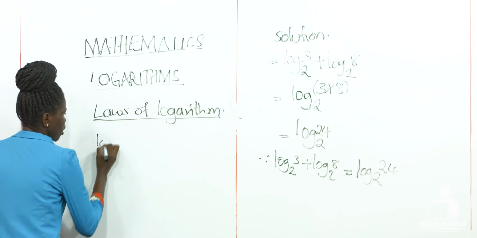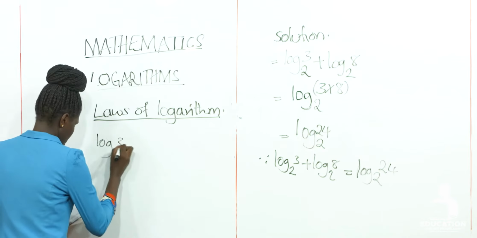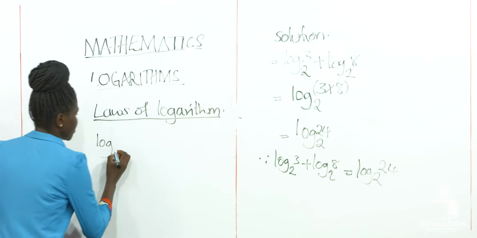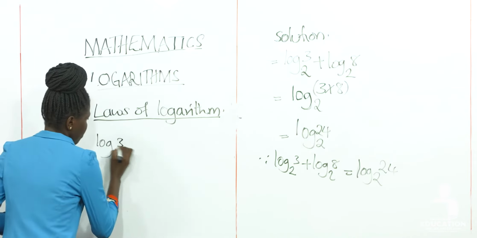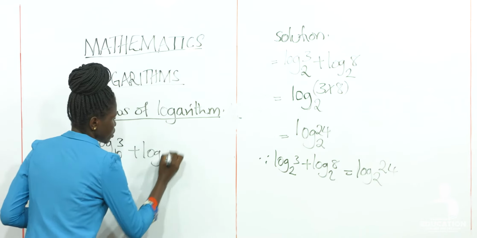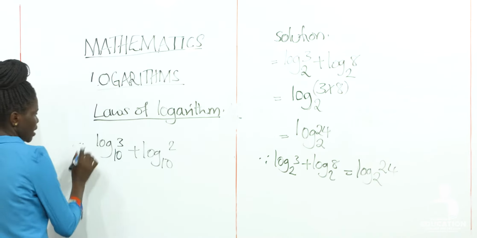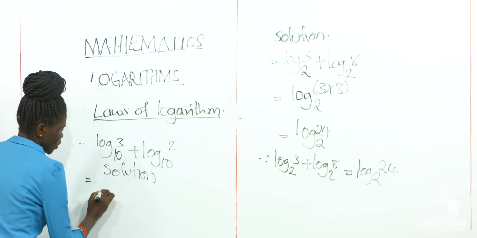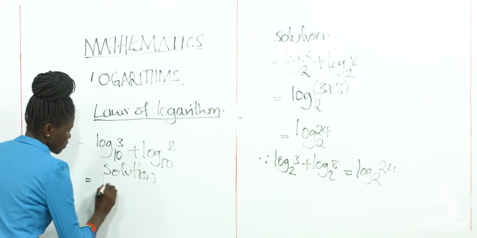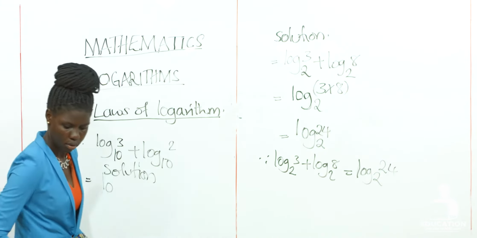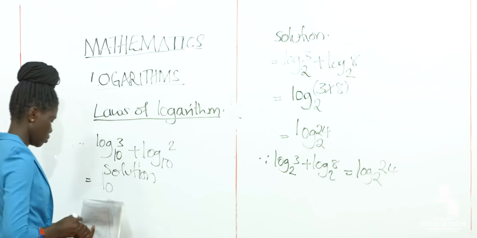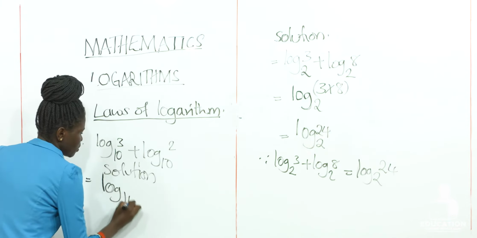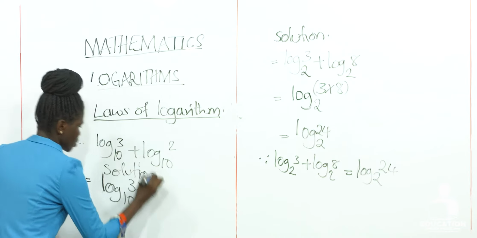Another example, let's use another base. For example, log 10 of 3 plus log 10 of 2. When given a number like this one, what you need to do is simply multiply the powers. So what we're going to have here, since the bases are the same, we shall have log 10 of 3 times 2.